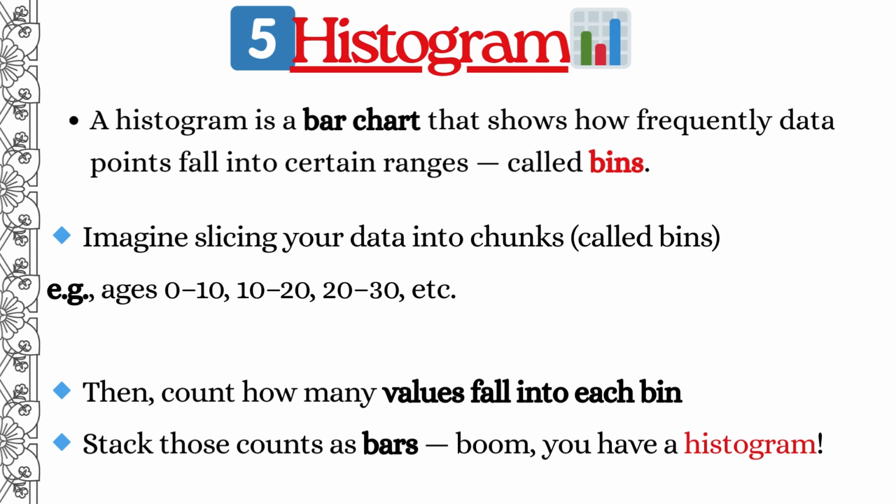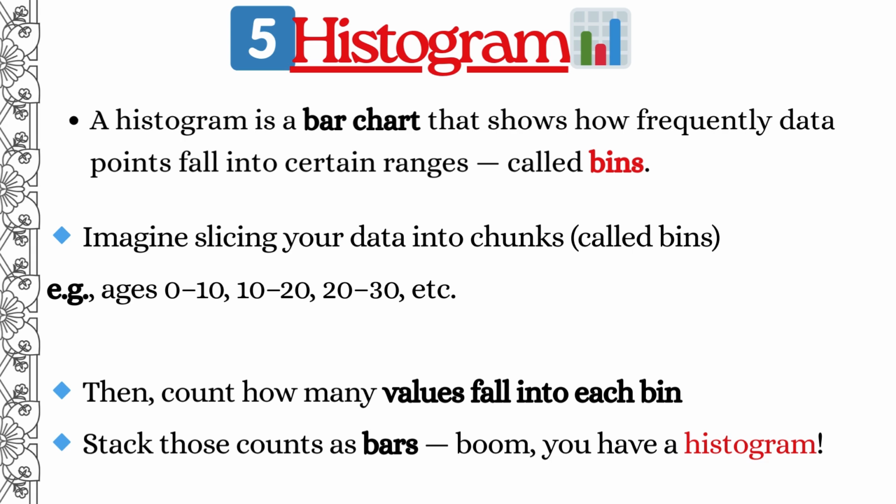5. Histogram. A histogram is a bar chart that shows how frequently data points fall into certain ranges, called bins. Imagine cutting your data into chunks. For example, ages 0 to 10, 10 to 20, and so on. Then, count how many values fall into each chunk. That's what a histogram does, and it helps reveal the shape of your data. Is it normal, skewed, bimodal?